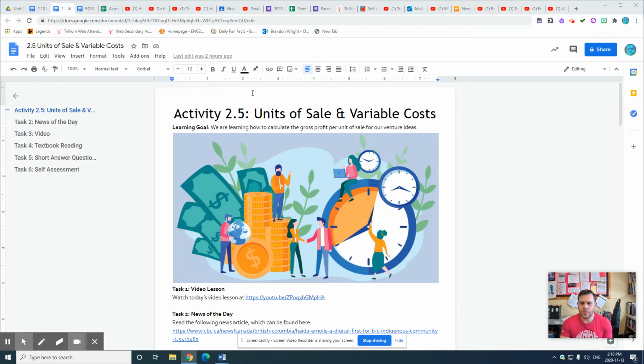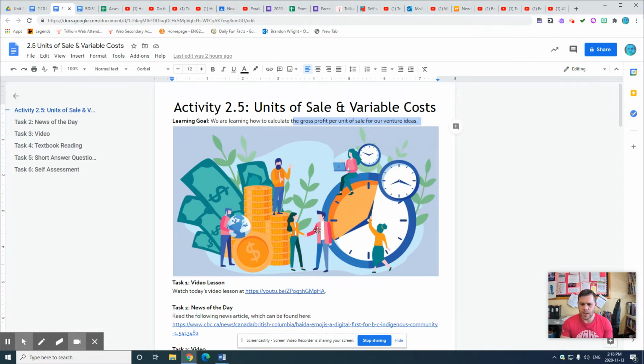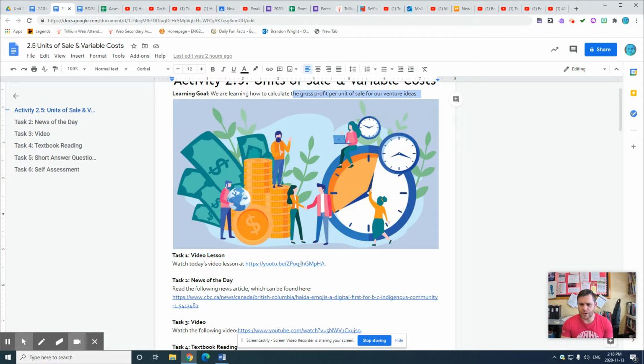Today, we're going to be looking at two important concepts called unit of sale and variable costs. And we're going to use those today to calculate what's called gross profit per unit for our venture idea. So hopefully by this point in the course, you have an idea of a business that you'd like to pursue throughout the rest of the course to make a business plan for, because you'll need to know that for today's lesson. As usual, please watch today's video in its entirety.